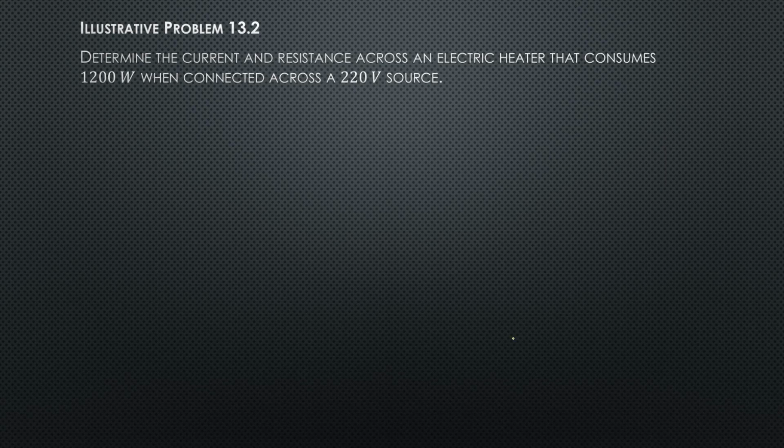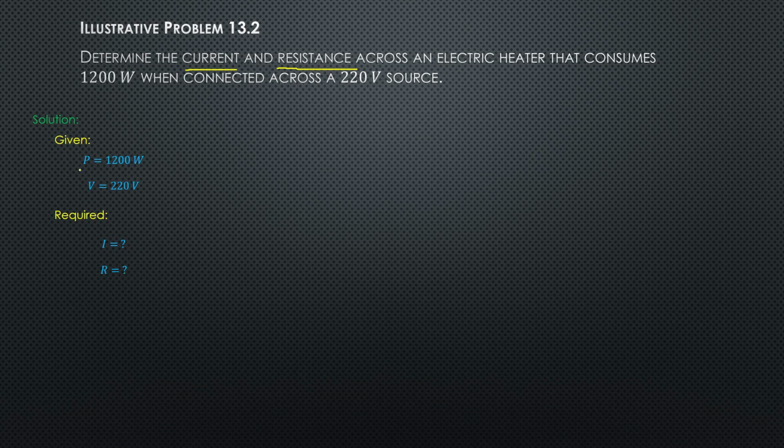Illustration 13.2. Determine the current and resistance across an electric heater that consumes 1200 watts when connected across a 220 volt source. So the given power is 1200 watts, and the source voltage is 220 volts. The required are current I and resistance R.